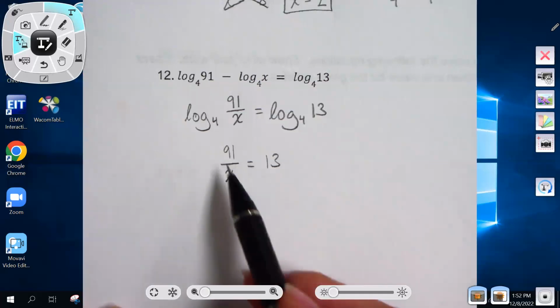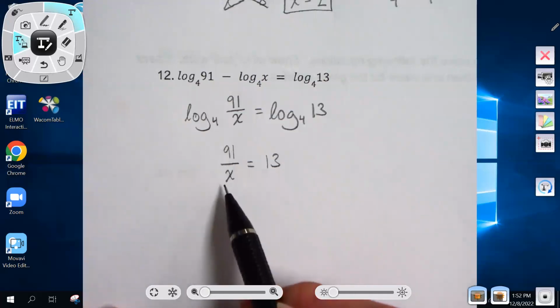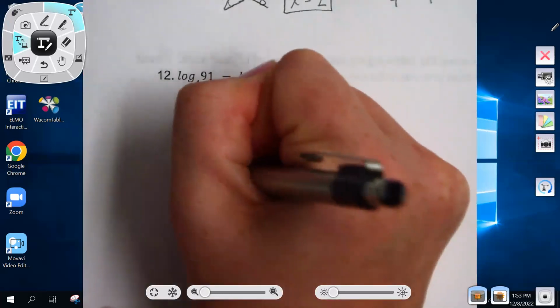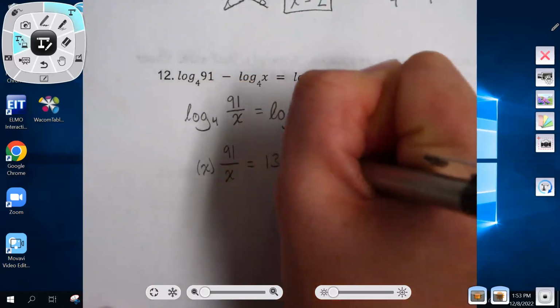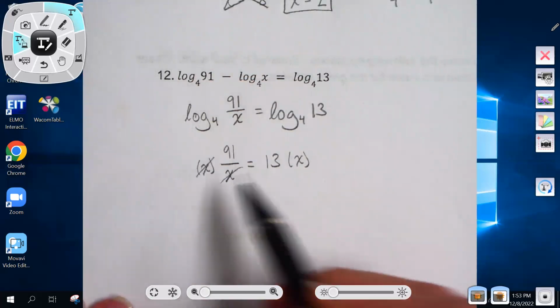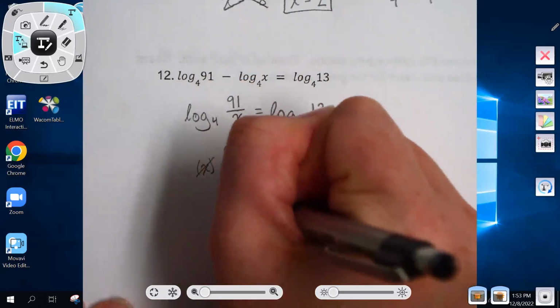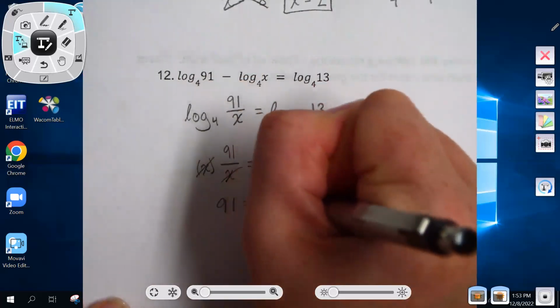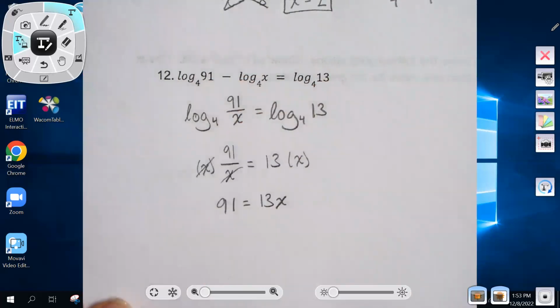Now to solve for x, we need to get rid of this fraction. To get rid of a fraction, we multiply both sides by the denominator. So we're going to multiply both sides by x. So these x's will cancel out and leave us with 91 on this side. 13 times x is 13x on this side.